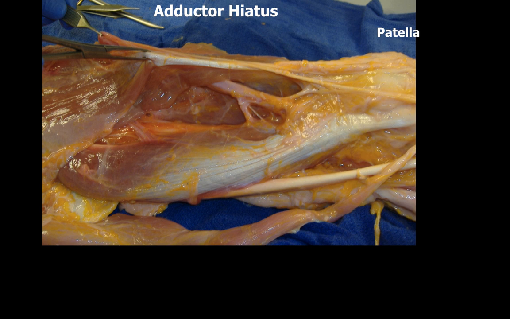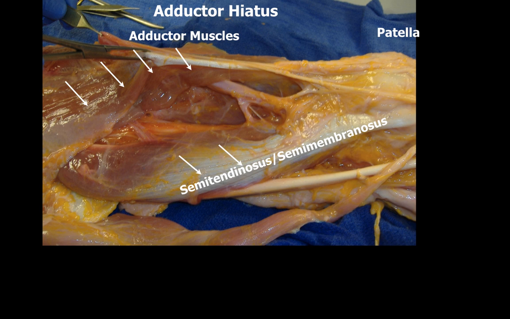In this medial view of the left thigh, the adductor muscles are being retracted anteriorly and separated from the semimembranosus, semitendinosus muscles to display the deep surface of the adductor muscles. The femoral artery can be seen passing through the adductor hiatus into the popliteal space where it becomes the popliteal artery. This adductor hiatus, or opening in the adductor muscle, defines the distal limit of the adductor canal.